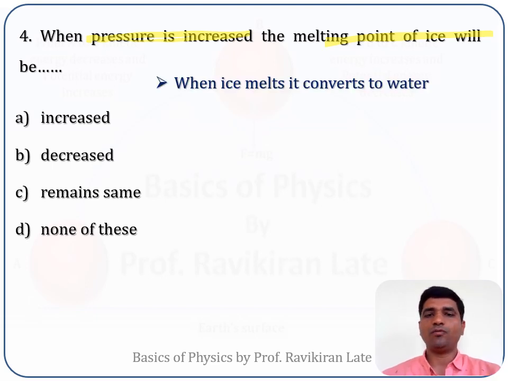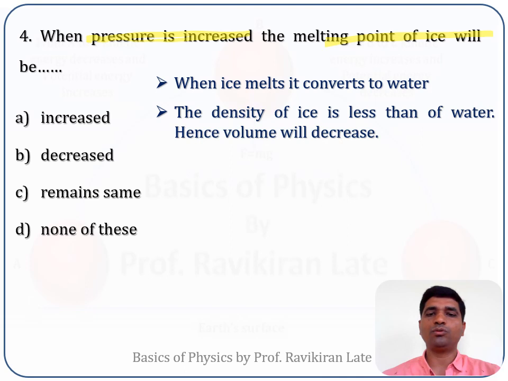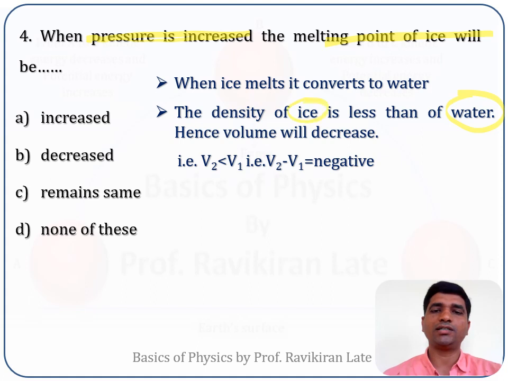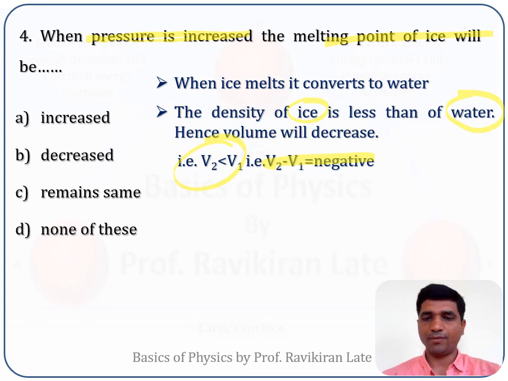We know that when ice gets converted into water, the density of ice is less than the density of water, hence its volume will decrease. That is, the volume of water is less than the volume of ice, that is, V2 is less than V1. That is, V2 minus V1 will be a negative number.